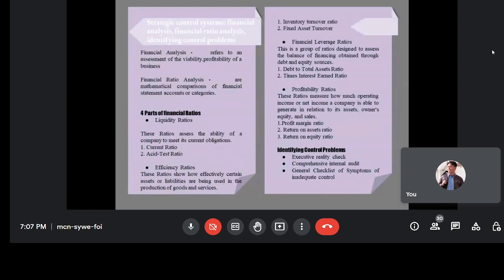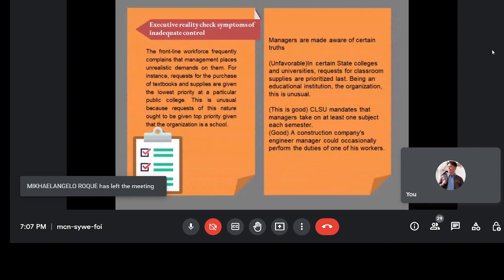Next reporter, please. Executive reality check. Symptoms of inadequate control. Frontline employees commonly complain that management lays excessive expectations on them. For example, at one public institution, requests for textbooks and supplies are given the lowest priority. This is uncommon considering that the institution is a school. Requests of this sort should be given priority.